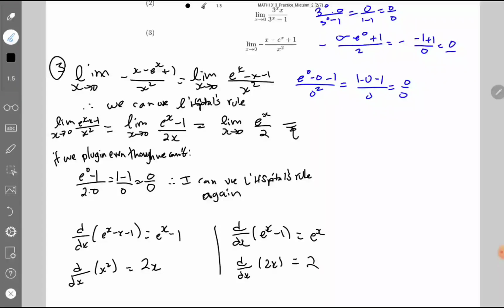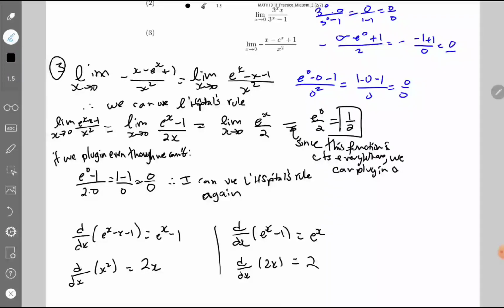This function is continuous everywhere, right? Because I'm not ever dividing by 0. If I plug in any number, then I have a continuous function. Since this function is continuous everywhere, we can plug in 0. So this is just e to the 0 over 2, which is just 1/2.